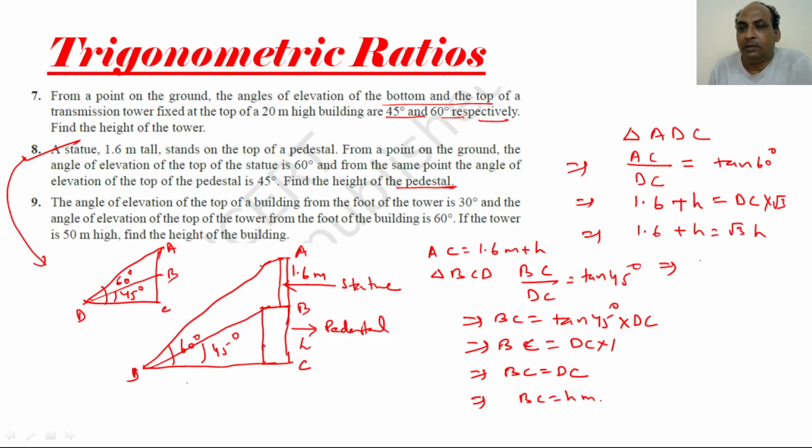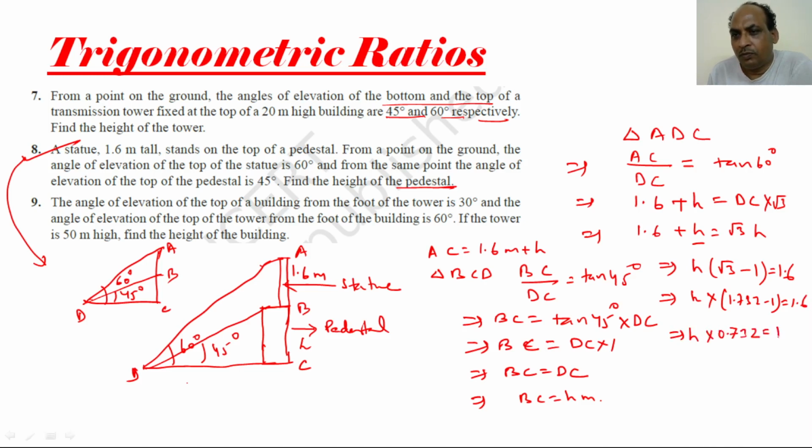So we will take the H to the right hand side. So root 3, no, we will take H common. H into root 3 minus 1 is equal to 1.6, and this gives us H into 1.732 minus 1 is equal to 1.6. So H into 0.732 is equal to 1.6. Further, H is equal to 1.6 divided by 0.732.